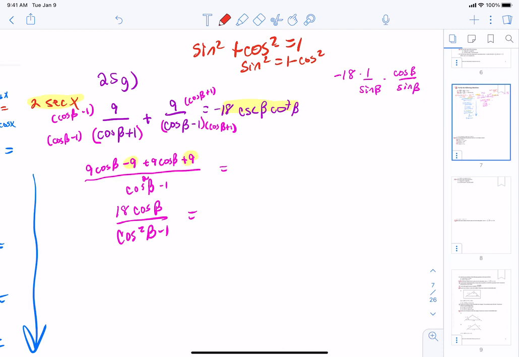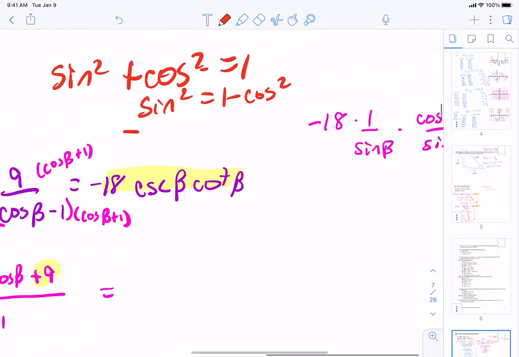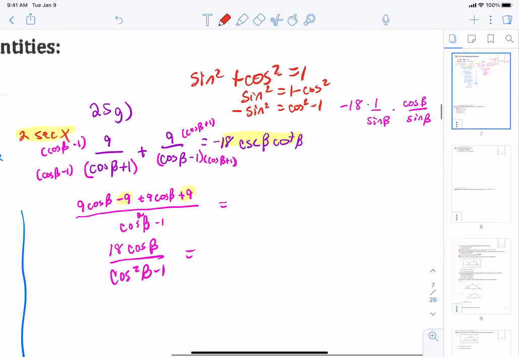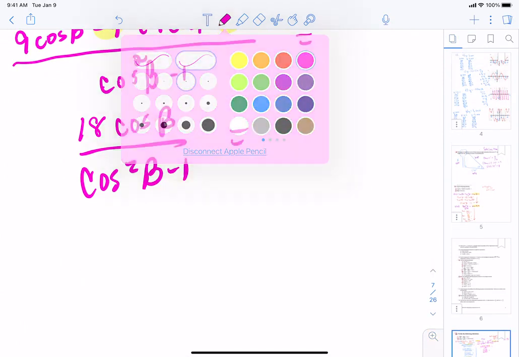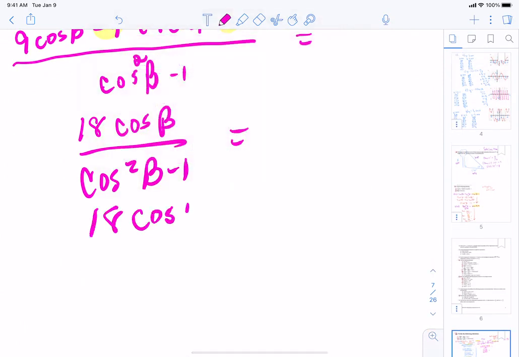You can multiply by -1. And don't we want a negative to show up? Remember, our answer has a negative in it. So we want that. So if I multiply this by -1, it switches the subtraction. So cosine squared minus 1 is actually equal to negative sine squared. So let's take this out. So that's 18 cosine beta over negative sine squared.